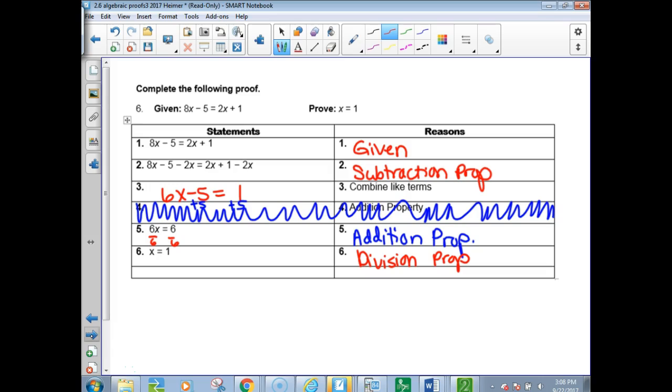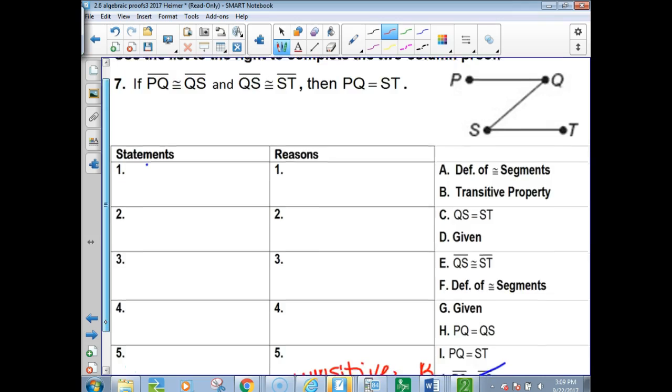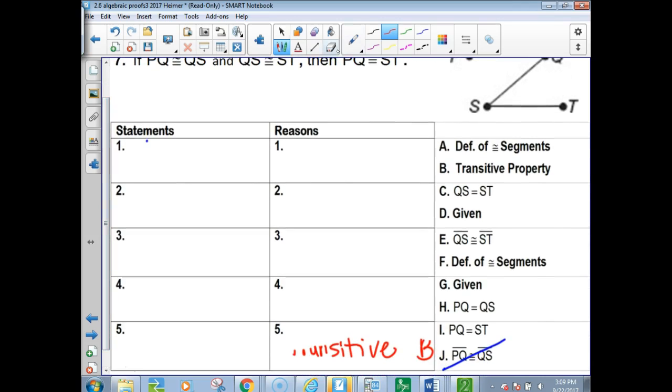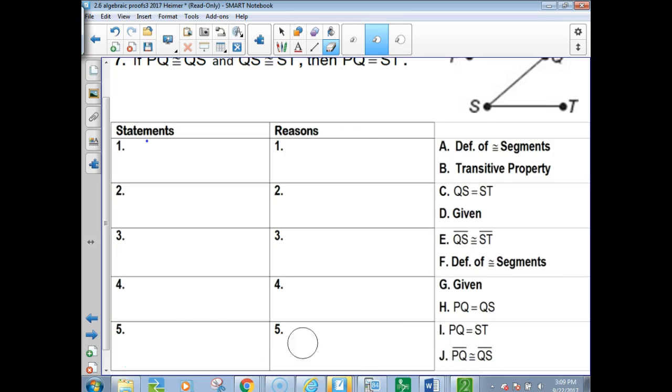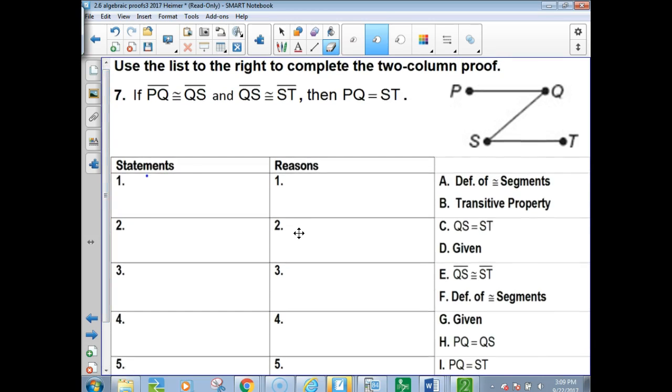All right, there is another one that I know students may struggle with a little bit. It's this segment one here. We're going to do this one together, and then we're going to do one more, and then I'm going to let you work. So this has got multiple choice on it. I'm just going to really try to go through the proof, and you can use these as your clues that we're going to fill in.